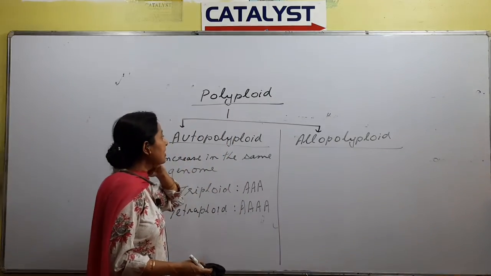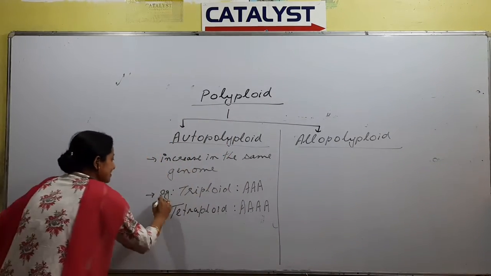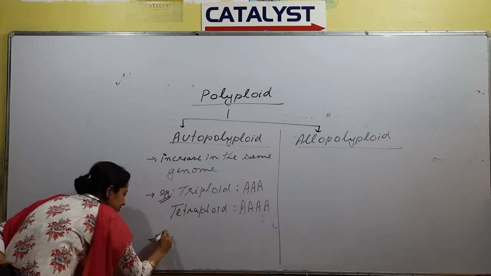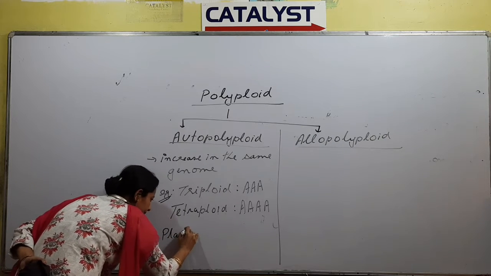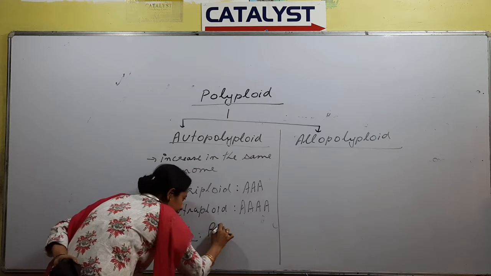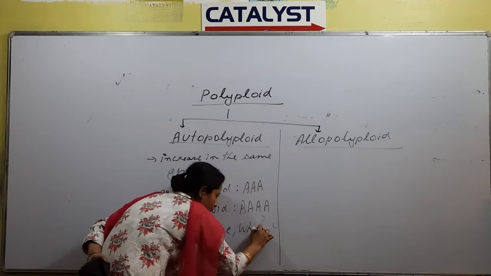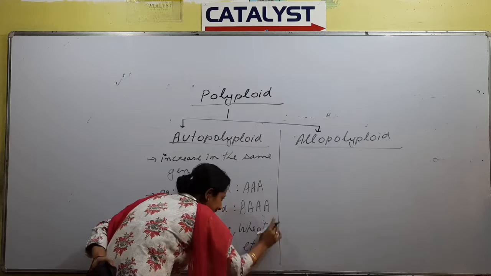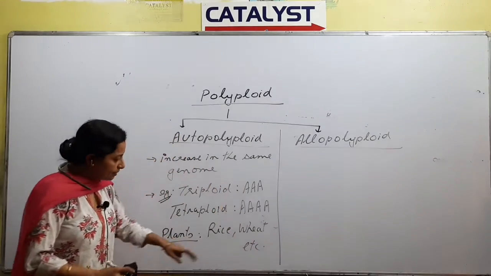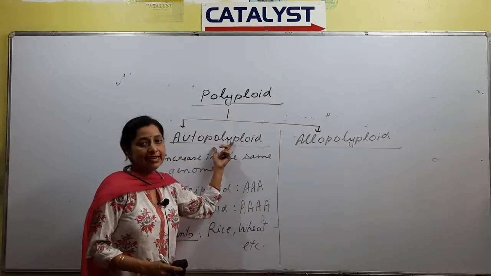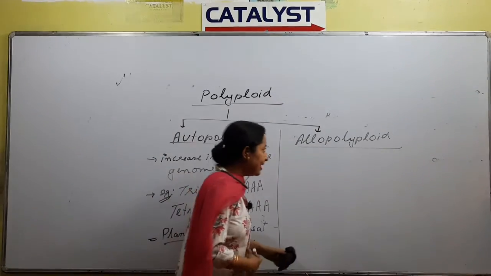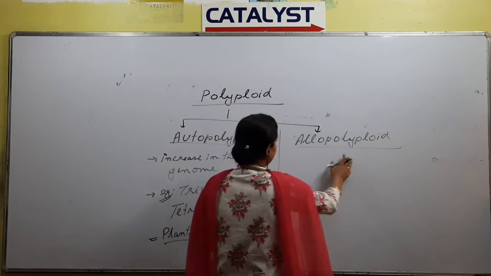That is what is called autopolyploid, and this technique has been used in plants like rice, wheat, maize, etc. right? So, for these types of plants, to increase their chromosome number, we have used the technique of autopolyploid. Next, we come to the process called allopolyploid.